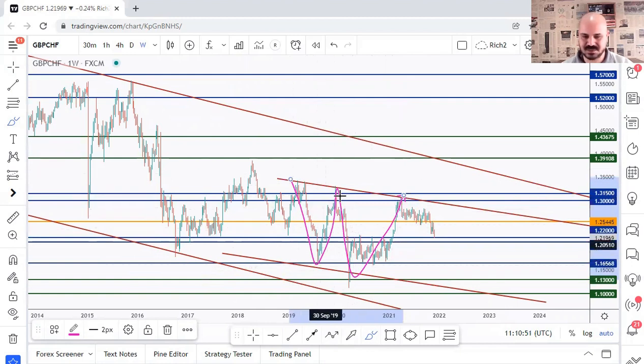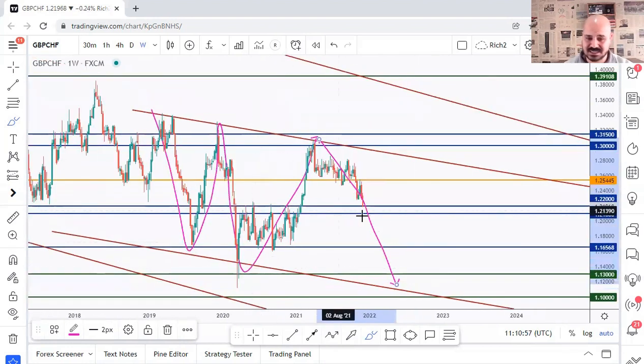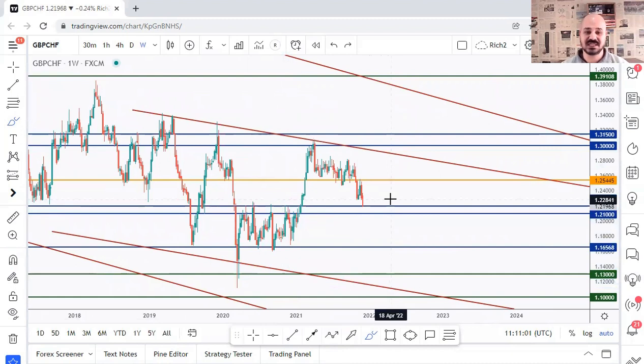or vice versa, impulse correction. And we are currently in this movement downward. However, the price is currently approaching a support. So that's how you make more sense of the chart.